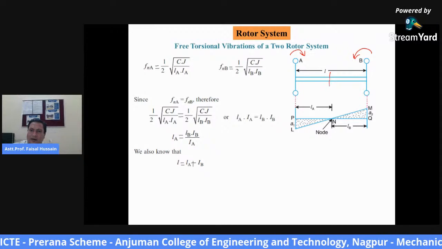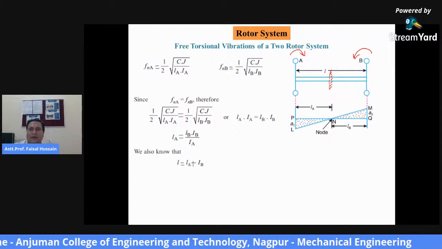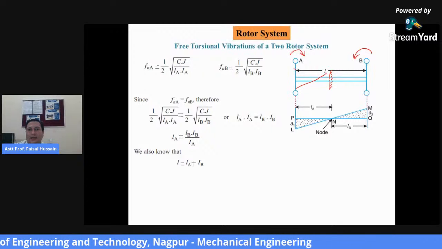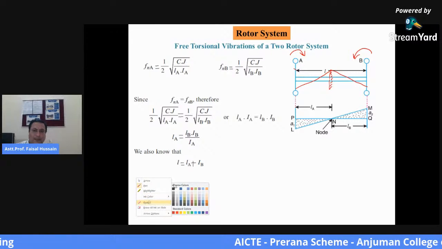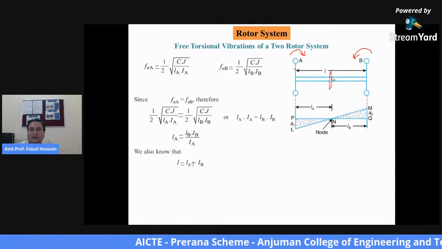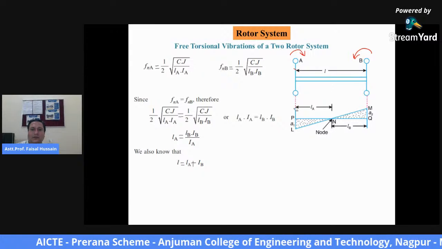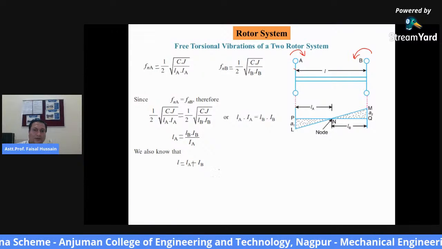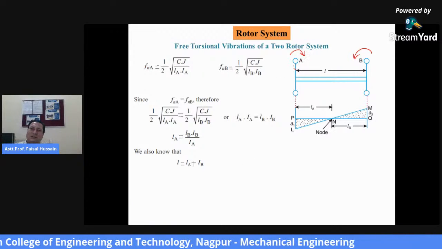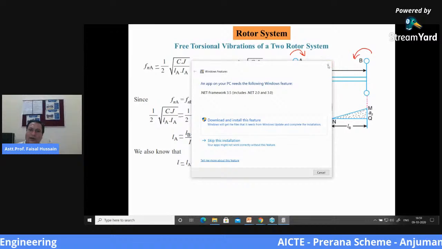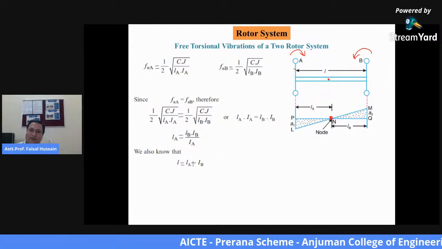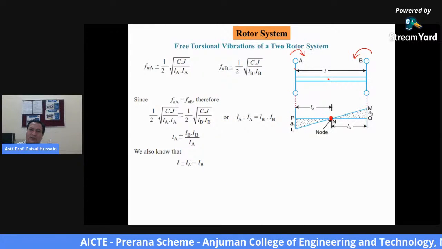So here it will behave like a cantilever position, like this. If both the rotors are rotating in opposite direction, at the center there will be no deflection. And if at the center there will be no deflection, this is your noding diagram. So at this point there will be a node and the frequency will be 0.